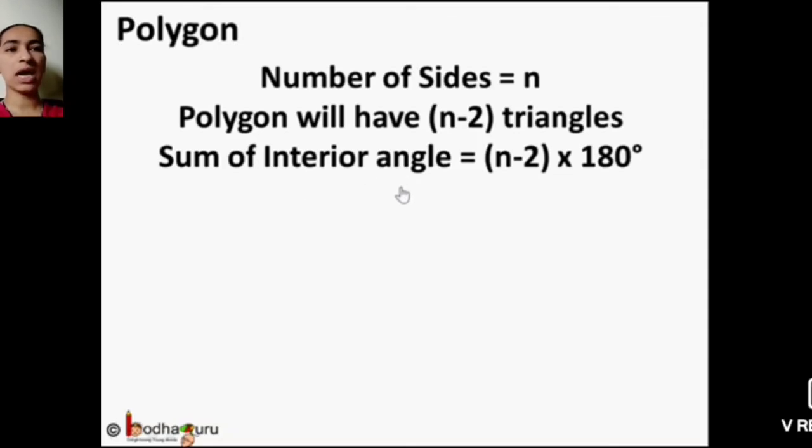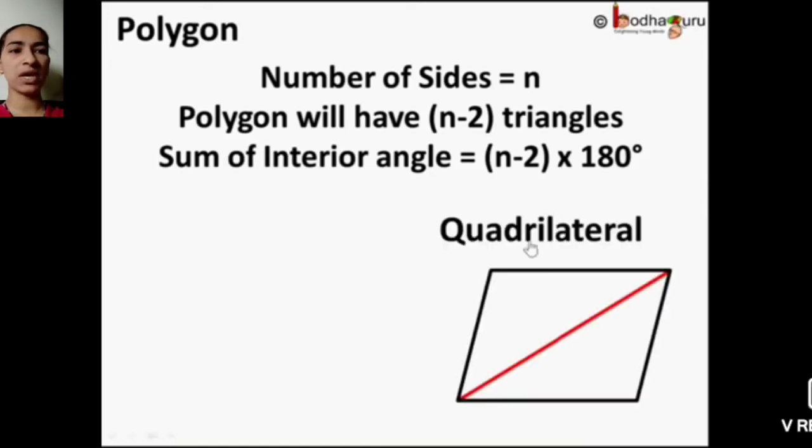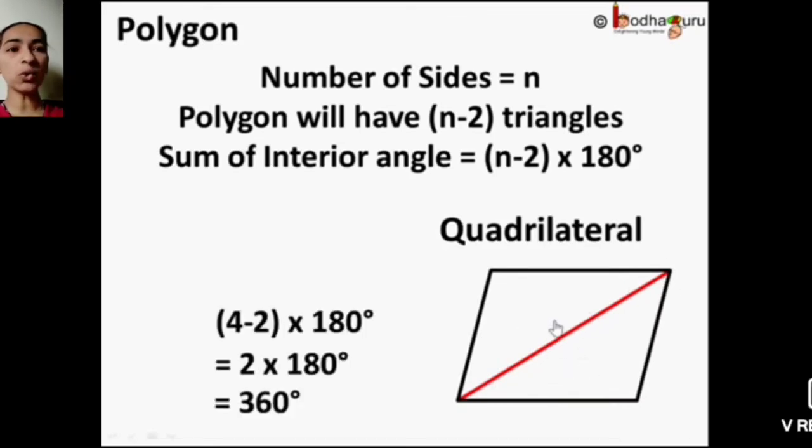If a polygon has 4 sides, then the triangles will be 2. Now see the quadrilateral. In a quadrilateral, we have drawn one diagonal, which means there are 2 triangles. So 4 minus 2, multiplied by 180, where 4 is the number of sides. So 2 multiplied by 180, the answer is 360. That means in a quadrilateral, the sum of all angles is 360.